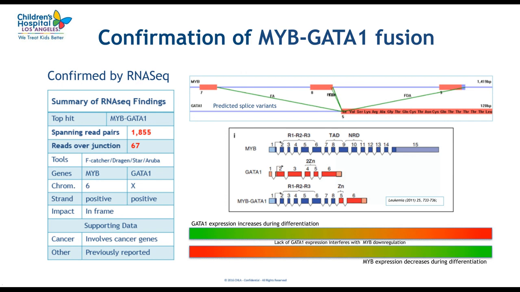So the hypothesis for this fusion was that when the fusion disrupts GATA1, then there is no binding of GATA1 to MYB regulatory regions. There's no MYB downregulation, and that results in very high expression, not only of the fusion, but also of the non-translocated normal MYB allele, and that interferes with differentiation and drives leukemogenesis.